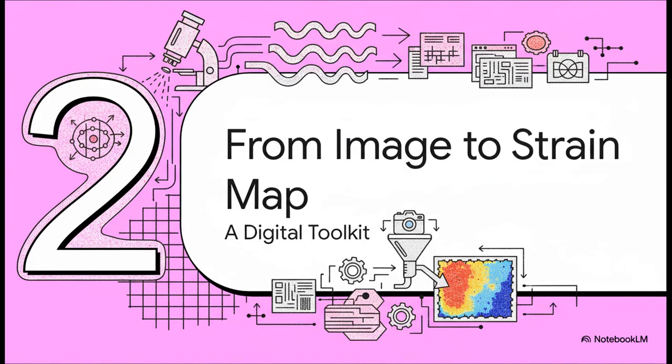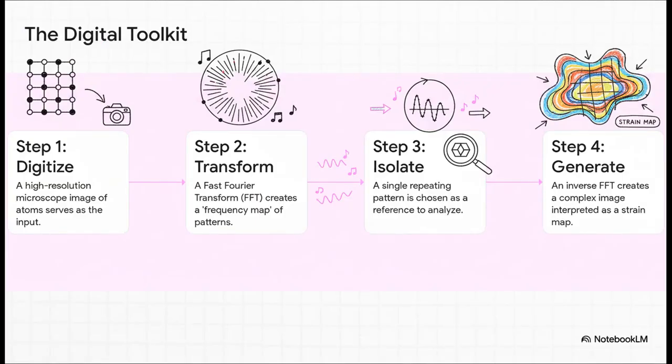So how do you see something that small? Well, a team of scientists developed this really brilliant digital toolkit. It takes an image from a super powerful microscope and, like magic, turns it into a detailed map of atomic stress. Let's walk through how they do it. It's basically a four-step process.